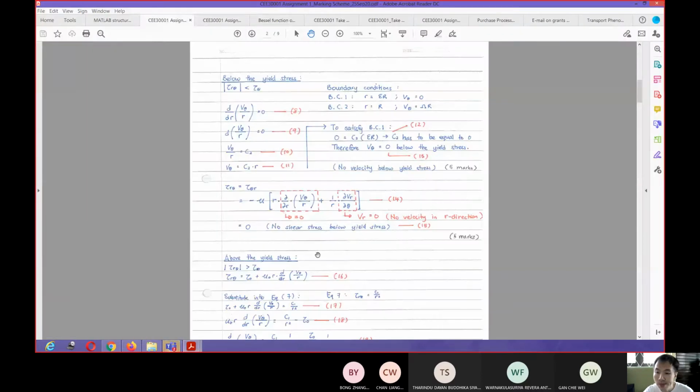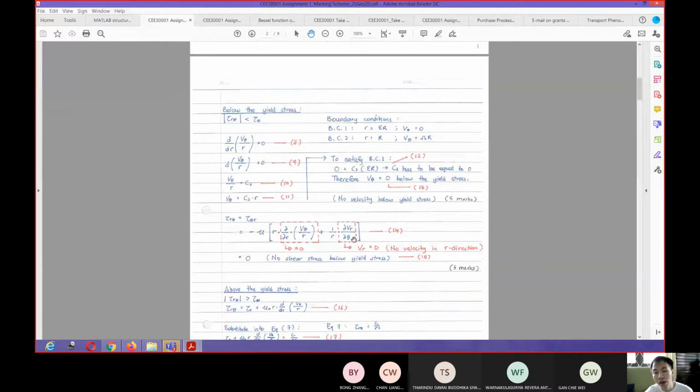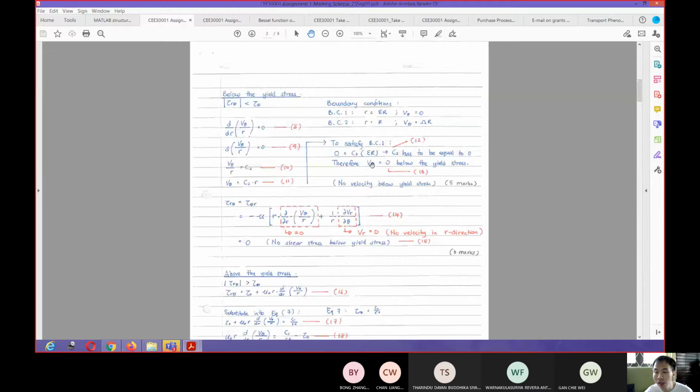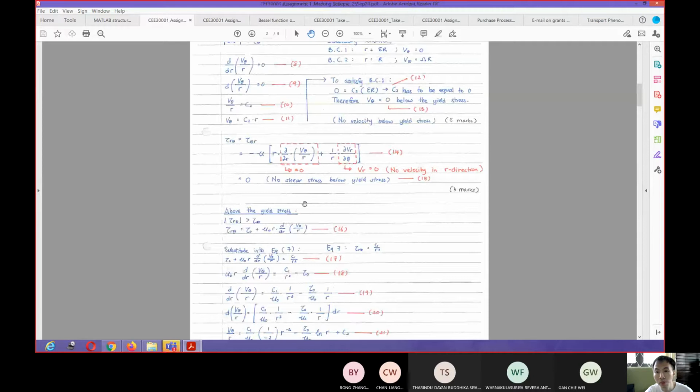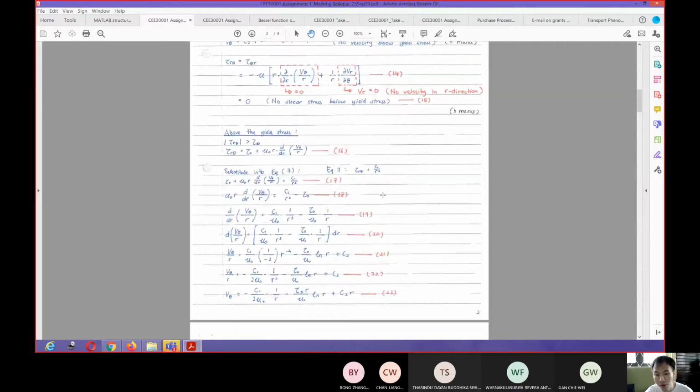Okay? So no shear stress below the yield stress. I need to see all the derivation process that leads to this. So what you derive is that the velocity below the yield stress for the angular direction will be 0, and then the shear stress below the yield stress should be equal to 0. I need to see that thing being derived.